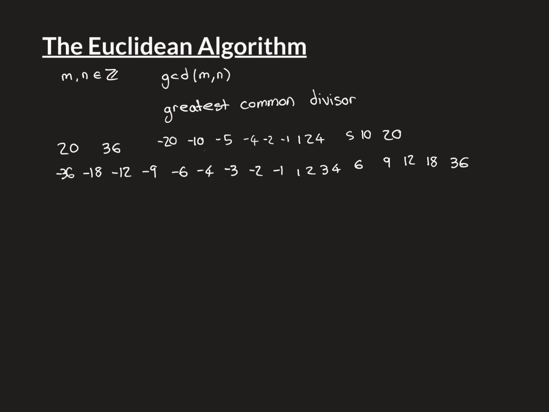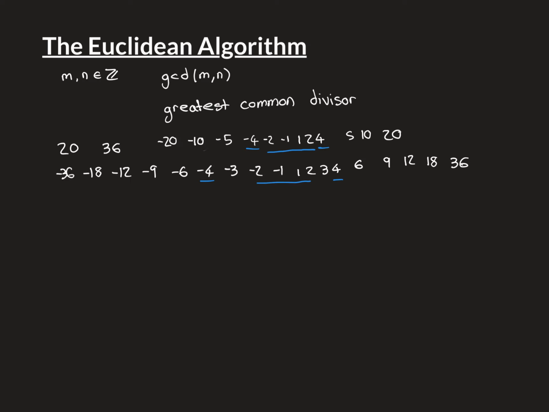And now what we can do is look at the common ones. So let's underline in some colour the common ones. These are all common. They're all there. 4 and negative 4 are common. 5 isn't common. 10 isn't common. 20 isn't common. So we're out of them now. The ones underlined in blue are all common divisors of 20 and 36.